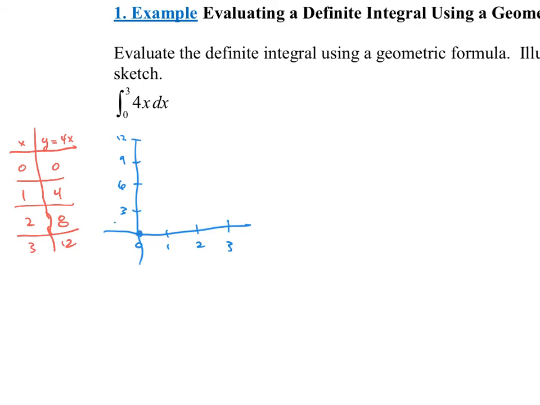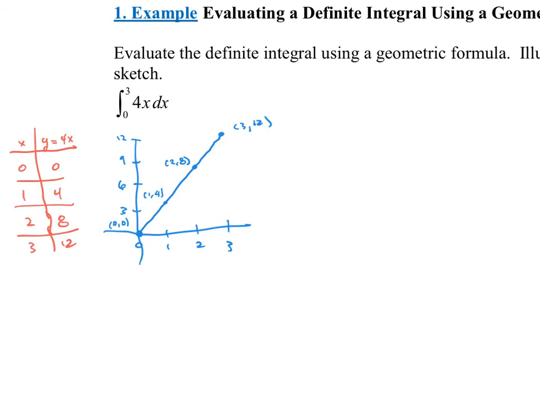So I know one of the points is 0, 0. I know another point is 1, 4. That'd be approximately right there. Another point would be 2, 8. That'd be approximately right there. So I'm plotting my points and I'm labeling them. 3, 12. Plot that up there. Here's the point 3, 12. And so here's the line y equals 4x, but we only care about it on the interval from 0 to 3, so I'm actually going to stop at that point 3, 12, do a hard stop.